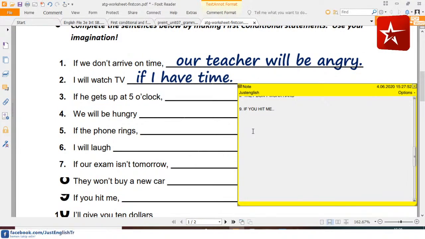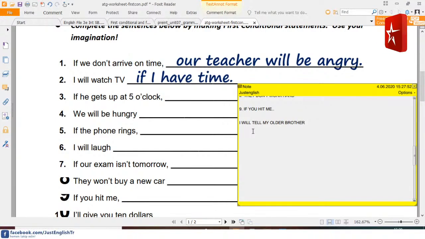Now I will tell my elder brother. Tuka says, I will tell. If you hit me, I will tell my older brother. Yes, okay. And Layla says, if they go abroad. Okay, if our exam isn't tomorrow. If they go abroad, I don't know which answer is it related to.